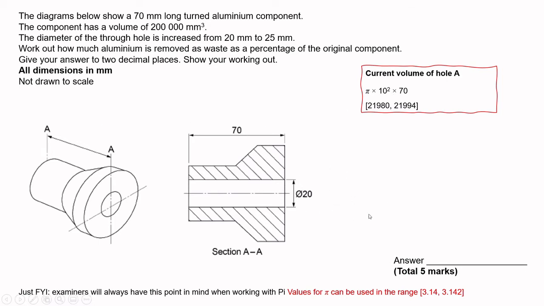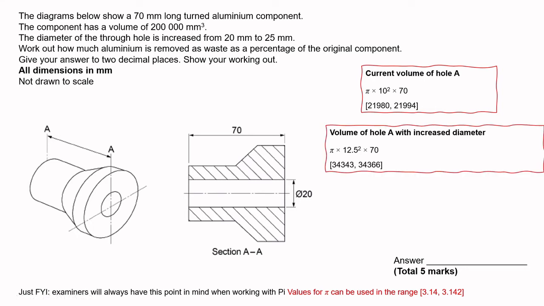So we're going to do pi times 10 squared, which gets us the area of that original circle. So that's just the area of the flat surface. Then we want the volume of it, so times it by 70, which is the length of it. And that will give us one of the answers within that range there. So that's the first hole we want. That gives you 1 mark.